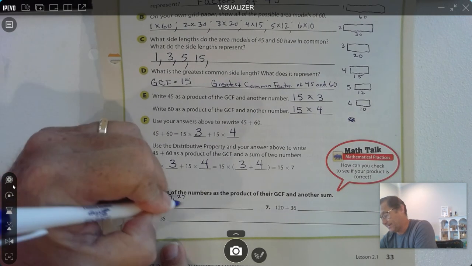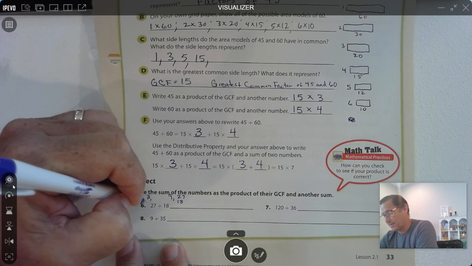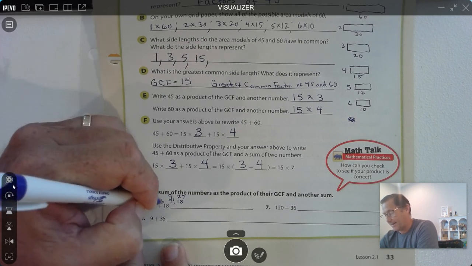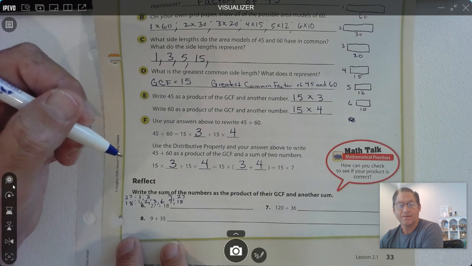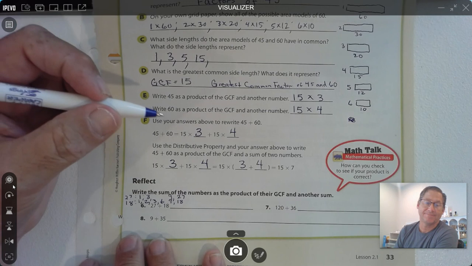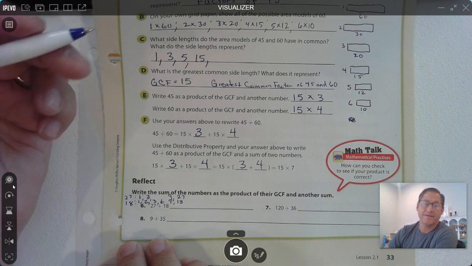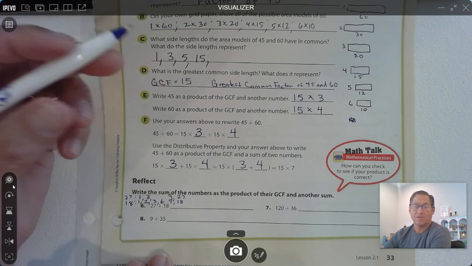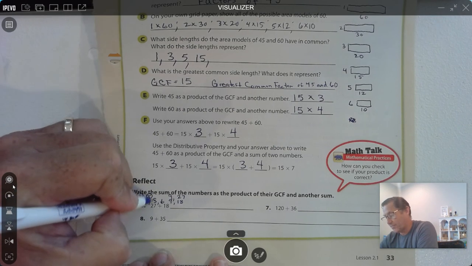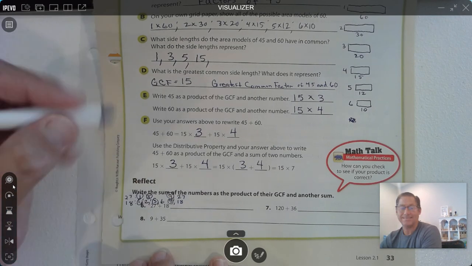18 is 1 and 18, 2 and 9, 3 and 6. 4 is not a factor of 18. 5 is not a factor of 18. 7 is not a factor of 18, nor is 8. So what's the greatest common factor? Well, we have 1s, 3s, 9s in common.